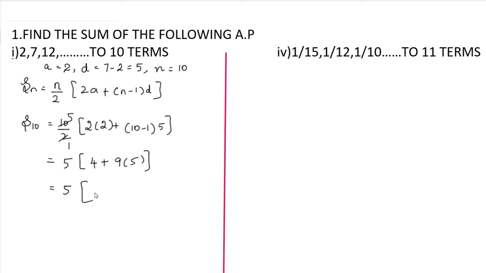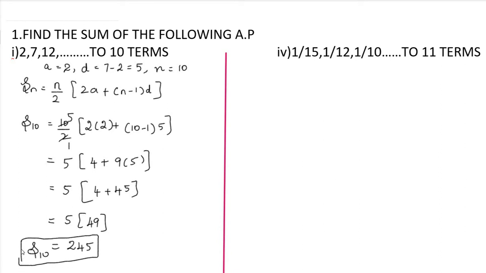5 into 4 plus 5 9s are 45. Okay, and I'll get 5 into 4 plus 45, 49. So 5 into 49 is 245. So S10 is equal to 245. So therefore, the sum of 10 terms is equal to 245.